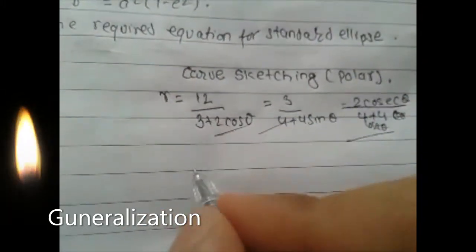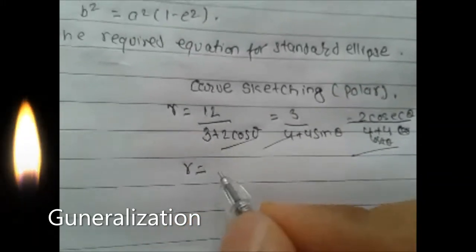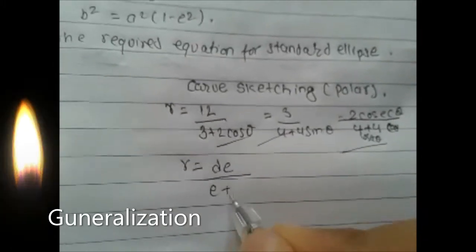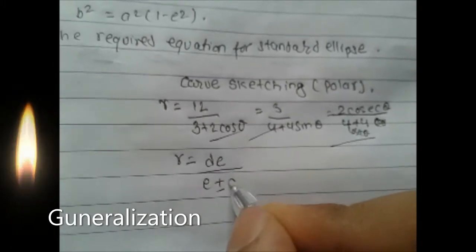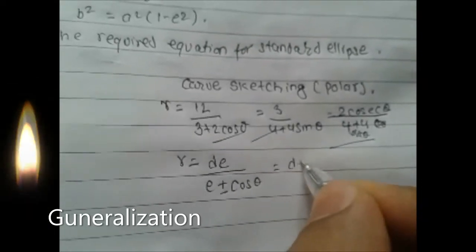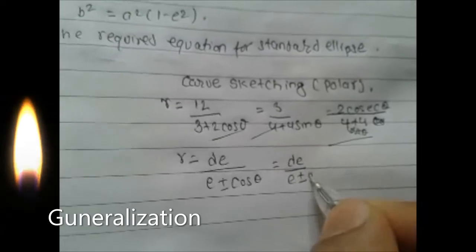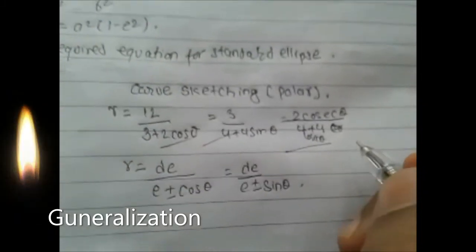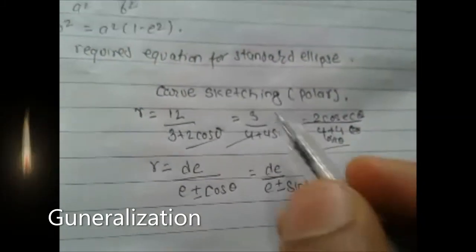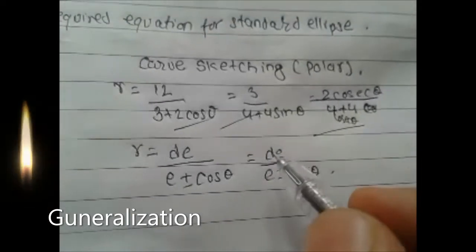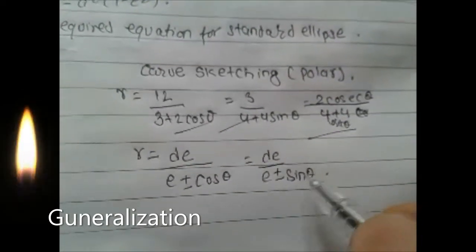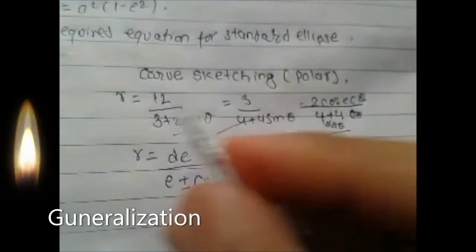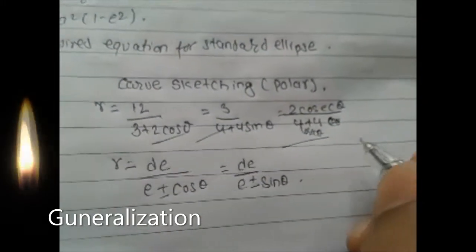We will read here the standard form: r is equal to de by 1 plus or minus e cos theta, or de by 1 plus or minus e sin theta. These two prevail in our problems. What does d mean? What does e mean? What does sin theta, cos theta mean? What does plus minus mean? Curve sketching only deals with this question, so it is the easiest thing to deal with.